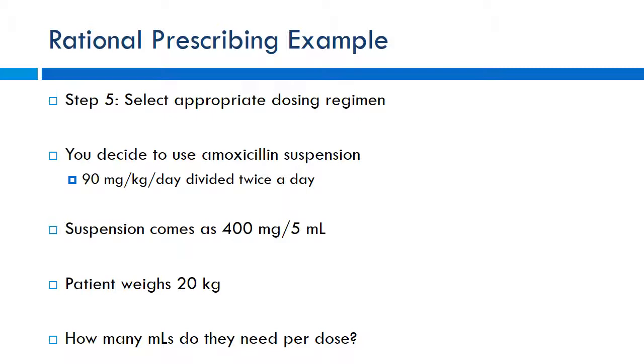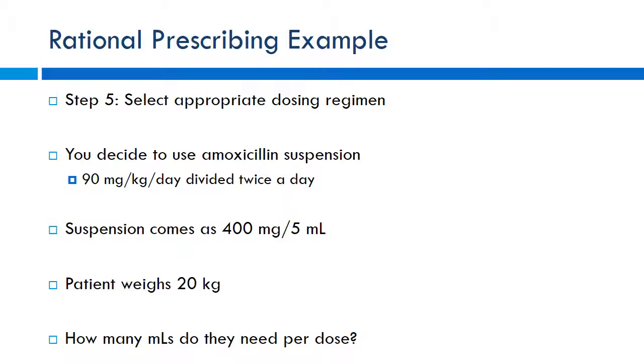Okay, so let's say we're going to do 20 kilos. So we're going to do 20 times 90, so we're going to figure out how much he's getting in a whole day. He's getting 1,800 milligrams in a day. So basically he's going to get how much per dose? He's going to get 900 milligrams per dose. And then we need to figure out how many mLs that's going to be.